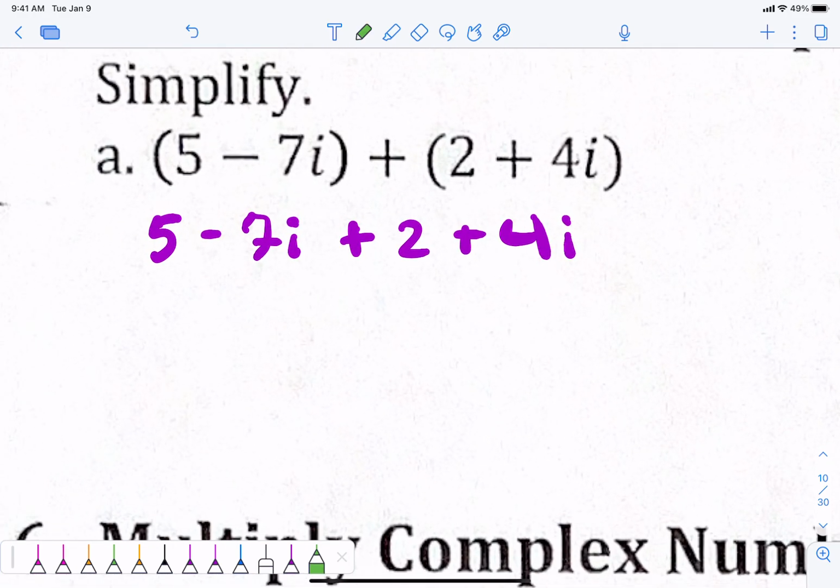So we combine like terms. 5 and 2 becomes 7.